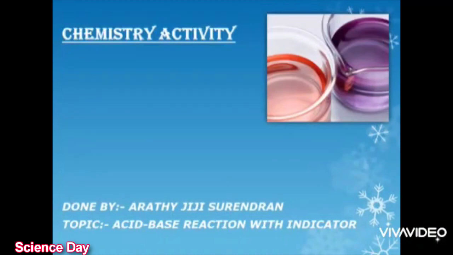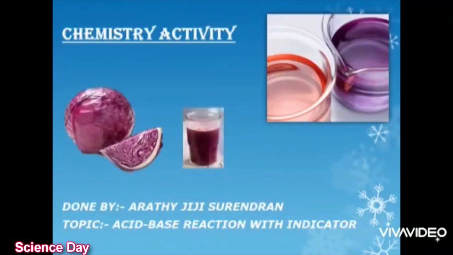There are two types of indicators: natural indicators and artificial indicators. There are many types of natural indicators found. One of the best natural indicators is red cabbage extract. Red cabbage extract is an excellent acid-base indicator or pH indicator. Today, we will see how it works in the presence of acids and bases.